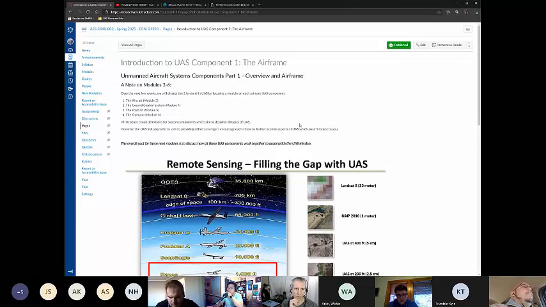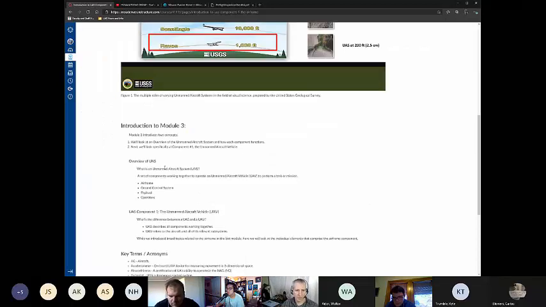All right, so the four major components of the unmanned aircraft system are the aircraft, the ground control station, the payload, and the operator. Over the next 4 weeks, we're going to dive into each of these components of the unmanned aircraft system. The overall goal for these next modules is to discuss how all these UAS components work together to accomplish the UAS mission.